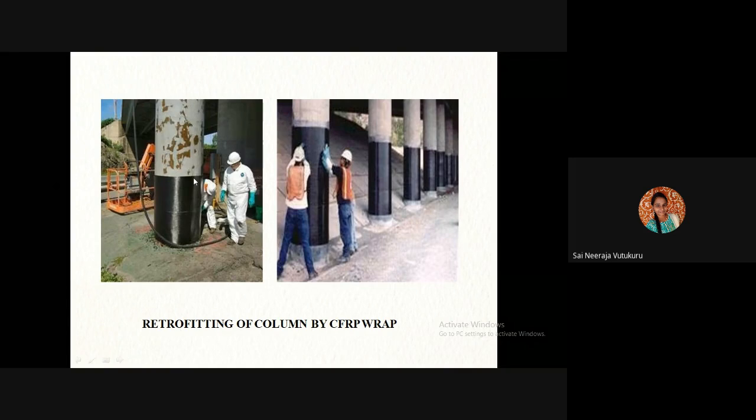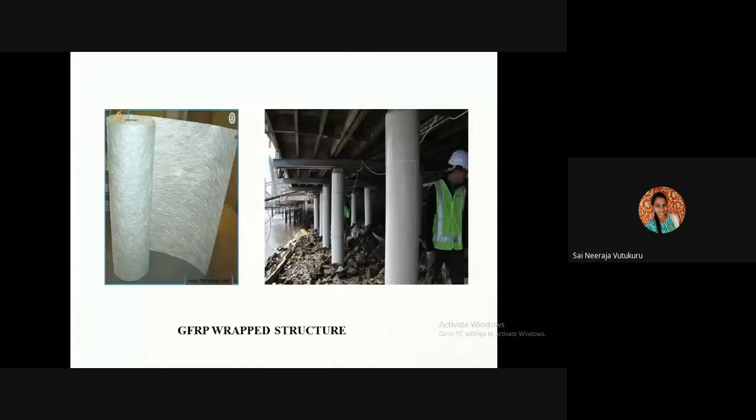For example, if you do the jacketing here, the column size will get increased. It occupies more space. So rather than doing the jacketing process by using some steel or concrete, we can simply bring the fiber reinforced sheets and wrap the columns in this nature. By wrapping, the strength of the columns increases. And while wrapping, we want to check that there should not be any kind of vacuum in between.